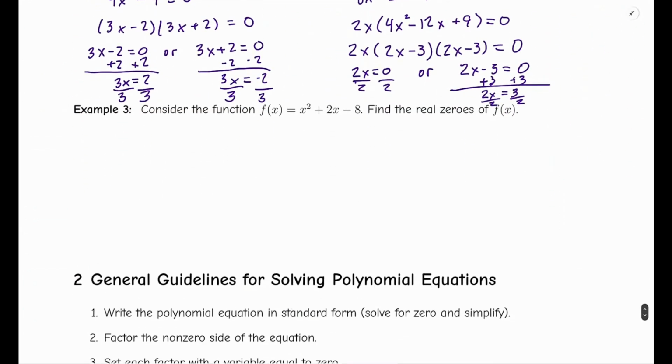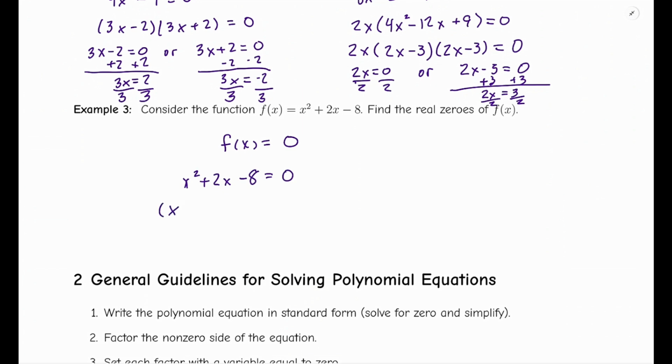Example 3. Consider the function f of x equals x squared plus 2x minus 8. Find the real zeros of f of x. So remember, finding the zeros of a function is equivalent to taking the function equal to 0. So in this case, it's x squared plus 2x minus 8 equal to 0. The coefficient is equal to 1, so I'm going to factor by guess and check.